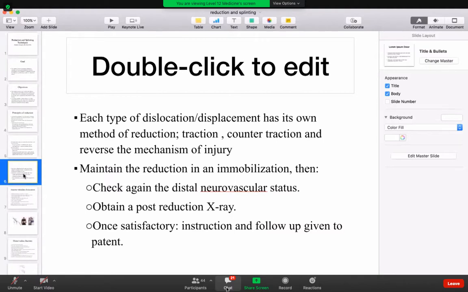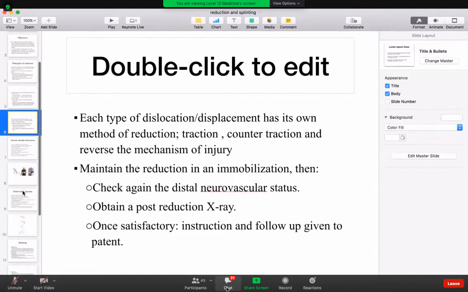Each joint and each fracture has its own way of reduction. However, the general rule is traction, counter traction, and then reversing the mechanism of injury. Always remember neurovascular examination before and after. And then once you do the reduction, you have to recheck it with x-rays to see the position of the limb or the joint after the procedure. Once you're happy with the results, you should give the patient clear instructions on what the next step is, whether he's going to be followed up in the clinic or he needs surgery. So it should be very clear when you discuss with your patients.